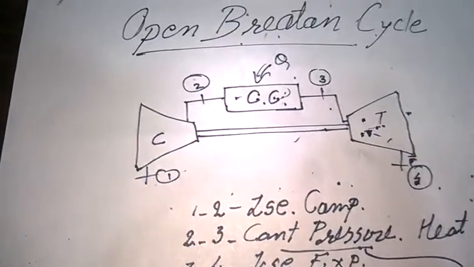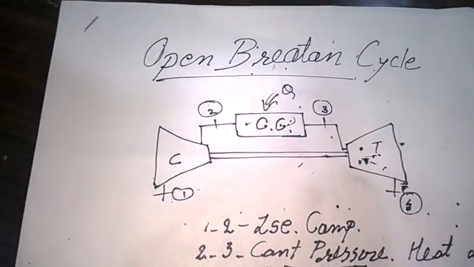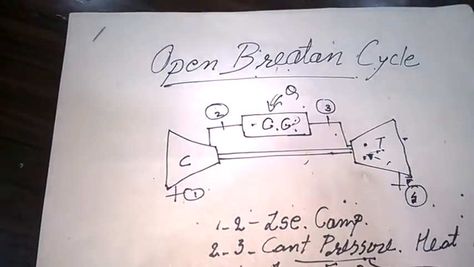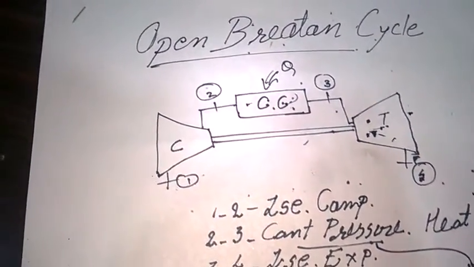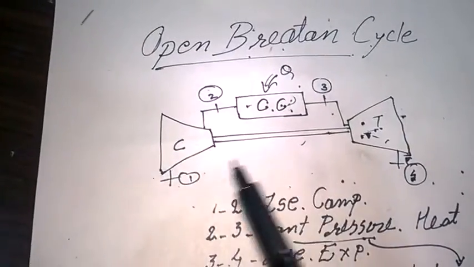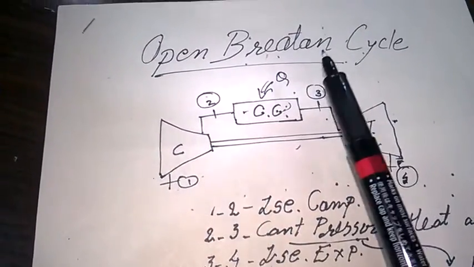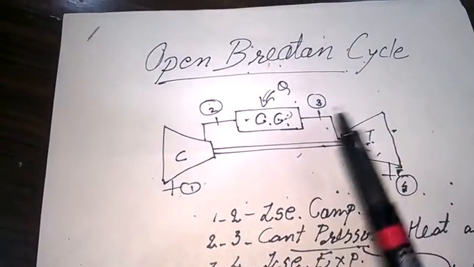What's up guys, today we'll see the open Brayton cycle. Open Brayton cycle, Joule cycle or gas turbine cycle, everything is one only. So let's get started. Main components: compressor, combustion chamber, turbine.